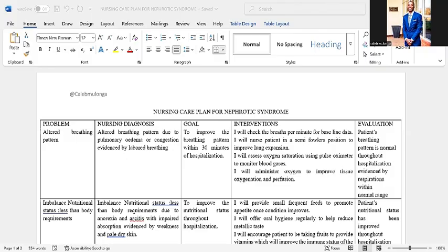So our problem is altered breathing pattern. Nursing diagnosis: altered breathing pattern due to pulmonary edema, evidenced by labored breathing. So we have stated the cause and how we have seen this altered breathing pattern in this patient. Then we move to the goal. The goal is to improve the breathing pattern within 30 minutes of hospitalization.